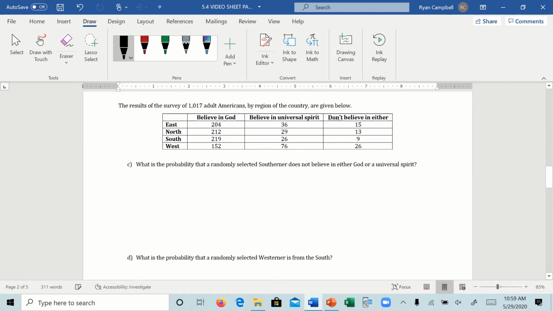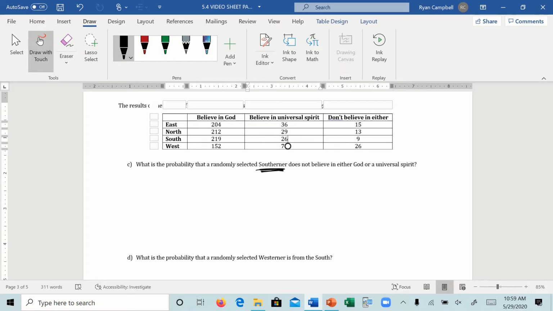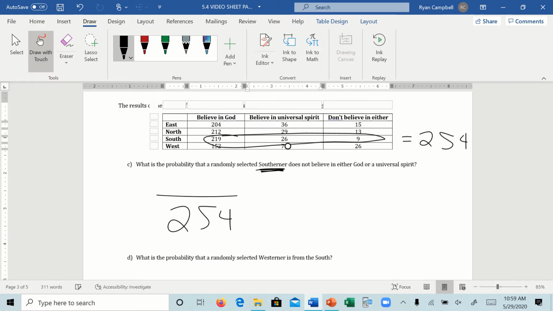Part C. What's the probability that a Southerner does not believe in God or a universal spirit? So, who are we talking about? Who's our population? Who's the total? This time we're just looking at Southerners. So looking at all the people who live in the South, it's going to be all of these numbers. When we add up all those numbers, we end up with 254. So 254 will be on the bottom.